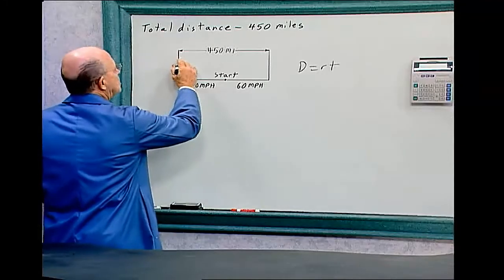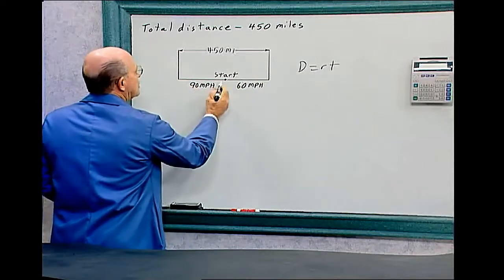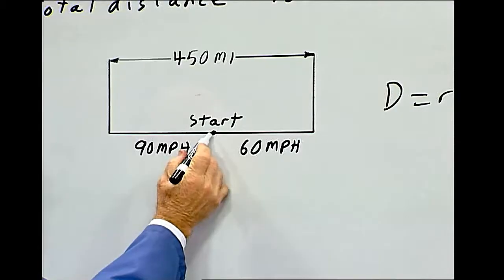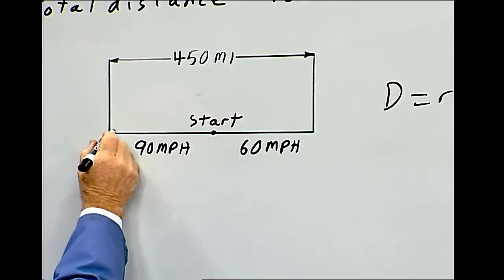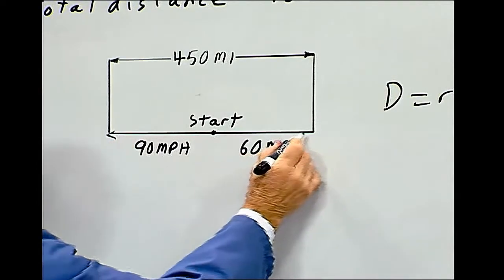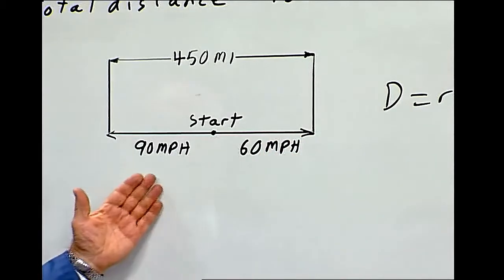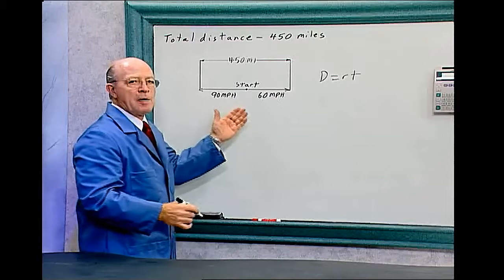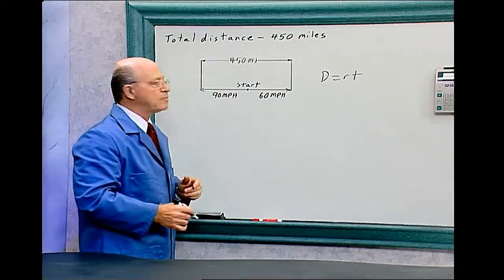So the total distance is 450 miles between the 2 points. They start over here. One train is traveling at 90 miles per hour, and the other train is traveling 60 miles per hour. And so the question is, how much time will it take for them to be 450 miles apart?